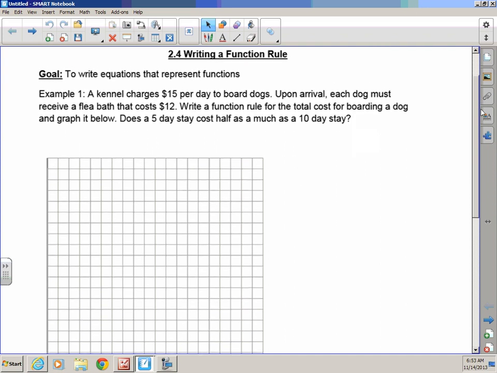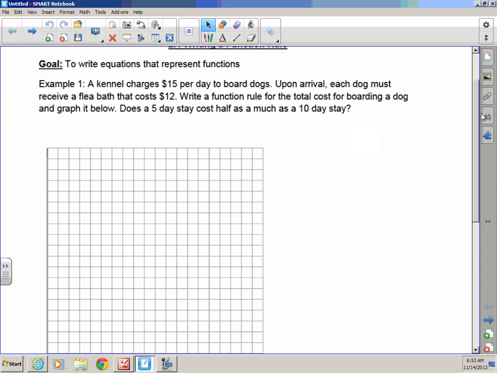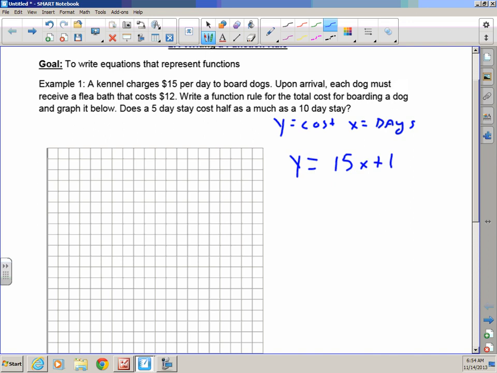A kennel charges $15 per day to board dogs. Upon arrival, each dog must receive a flea bath that costs $12, and we want to write a function rule to represent this. Hopefully you understand that y is the cost and x is the number of days. As we've been talking about, x is the input or independent variable, y is the output or dependent variable. So what is the equation we can write? y is equal to 15x plus 12.